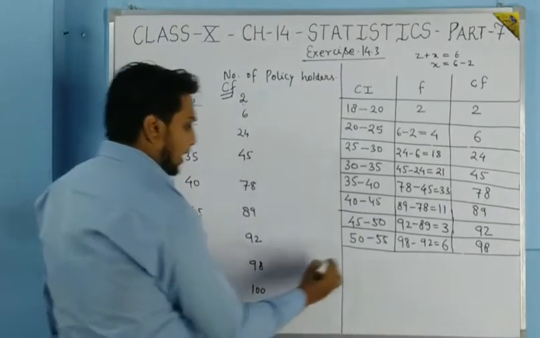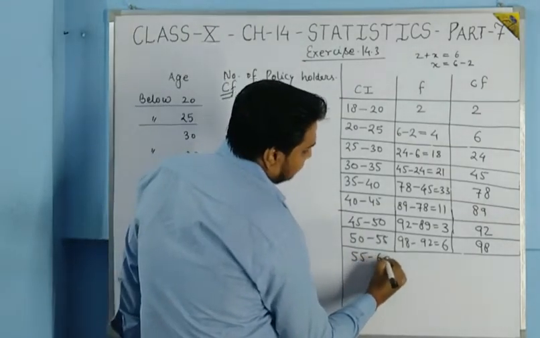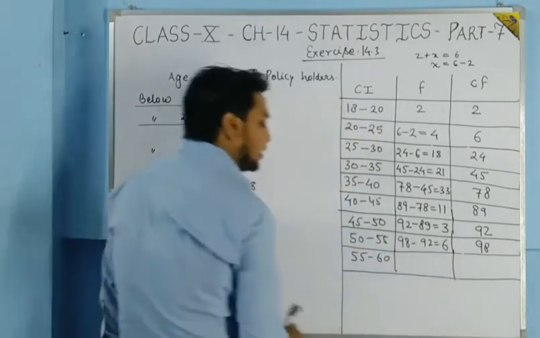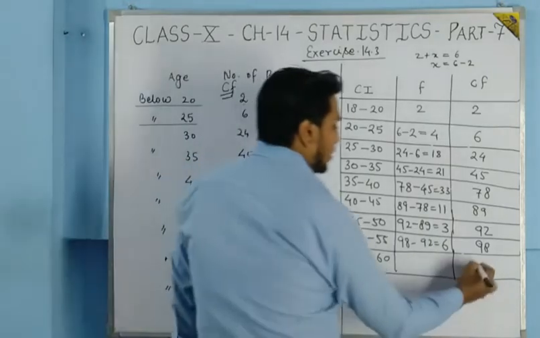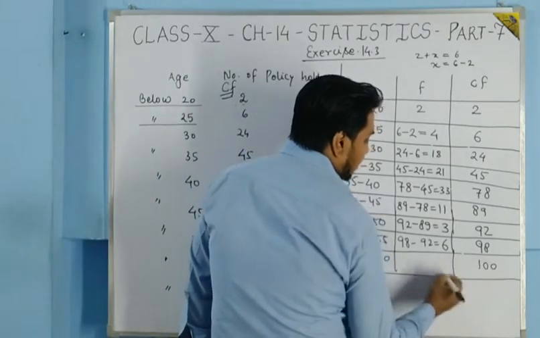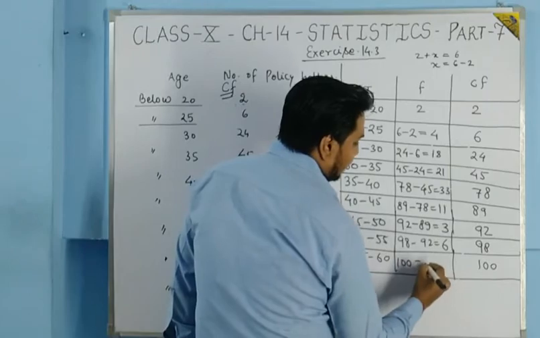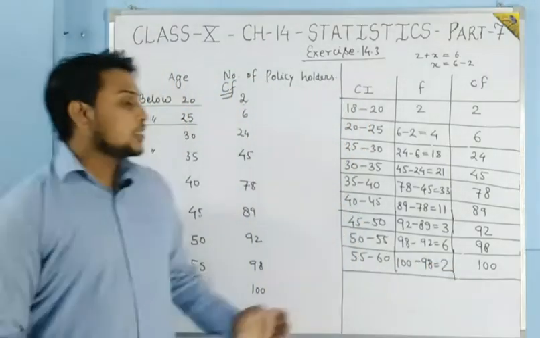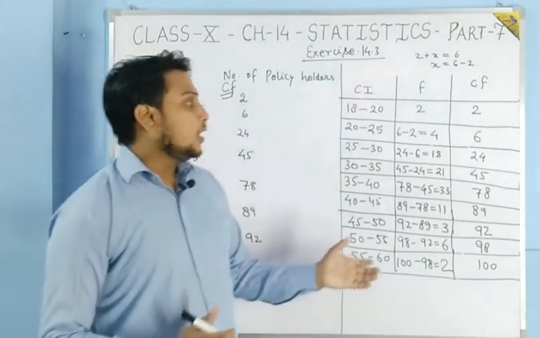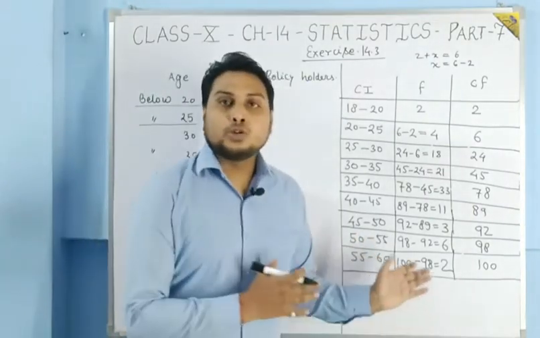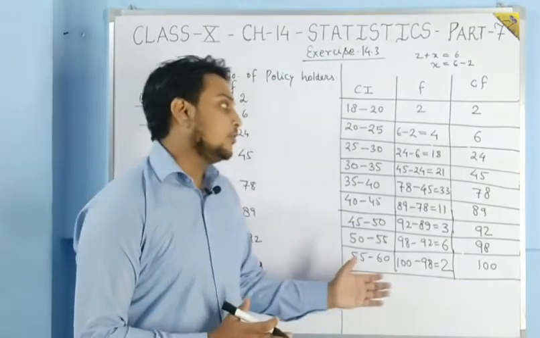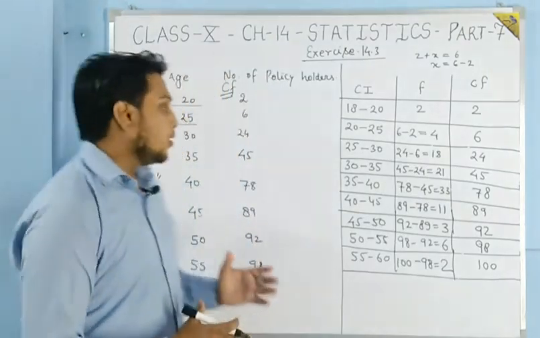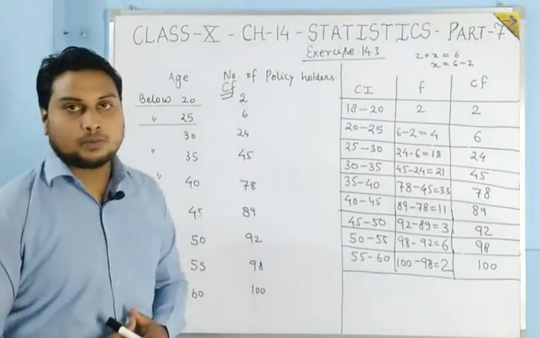Then the last, 55 to 60. For this students, you can see that below 60 total 100 is there. Cumulative frequency is 100. So how will we get the value of frequency? That will be 2. Now students, after preparing this table is helpful to solve the question. This table will be helpful to find the median exactly, because in this table frequency was not given.